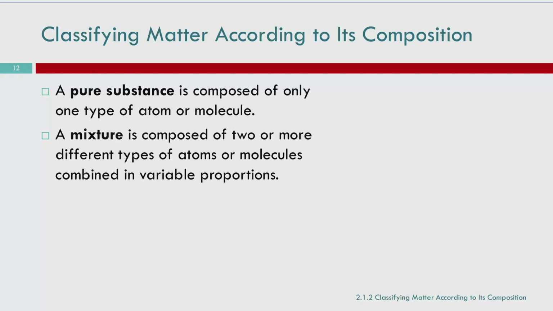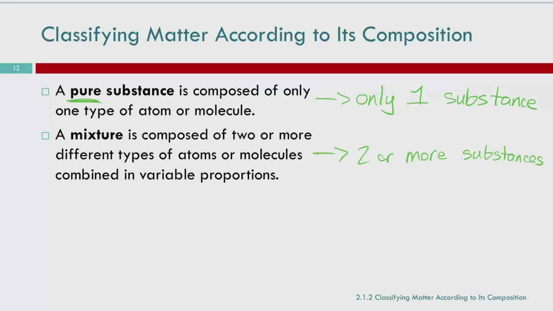We can also classify matter based on its composition, what its pieces are, its smallest pieces, what sort of atoms and molecules it's made out of. And we've got two classes of things. We've got a pure substance. As the pure part implies, it's just one thing. So we've got only one substance. There's nothing else mixed in there. And then we've got the very aptly named mixture, which is two or more substances. With whatever proportions you might want.